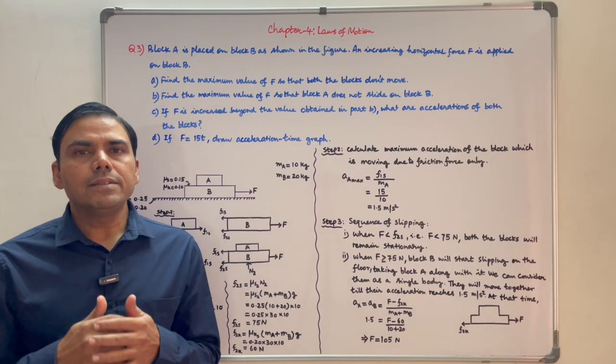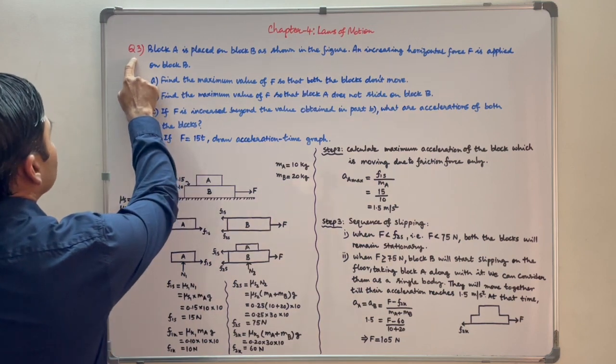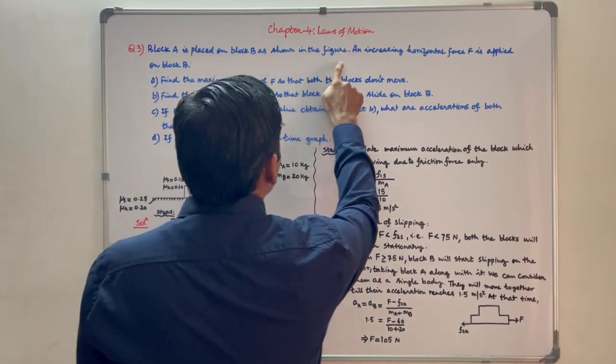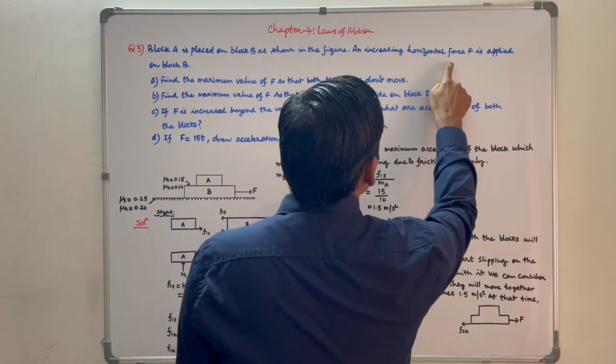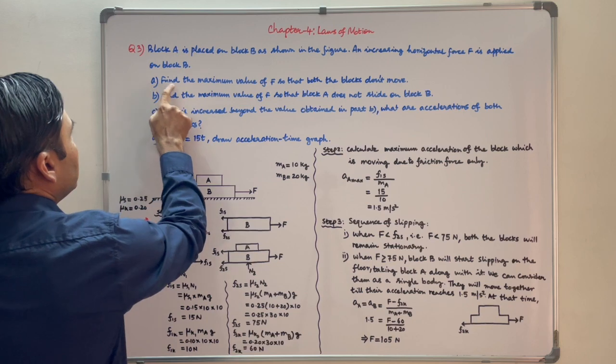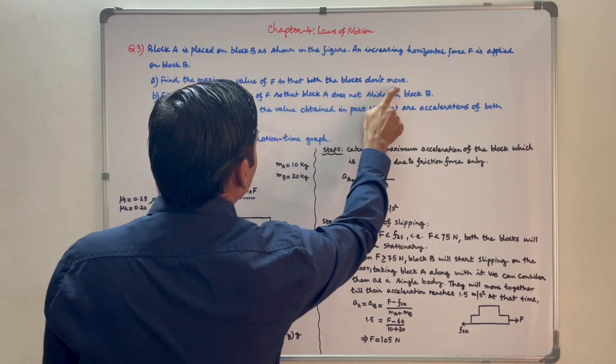Hello children, let us see the remaining two scenarios with the help of two questions. Third question: block A is placed on block B as shown in the figure. An increasing horizontal force F is applied on block B. Part A, find the maximum value of F so that both the blocks don't move.